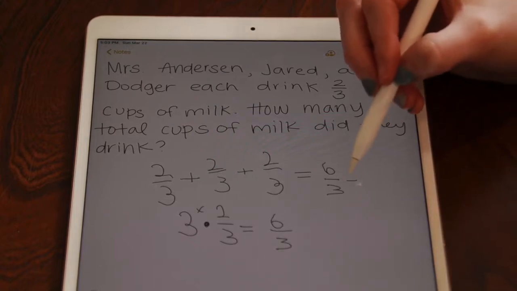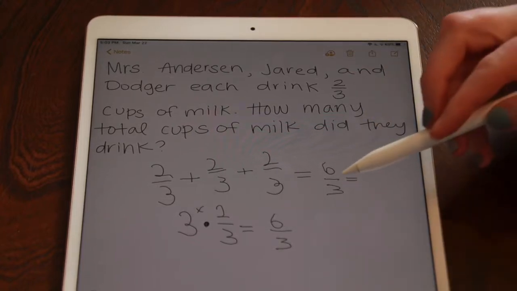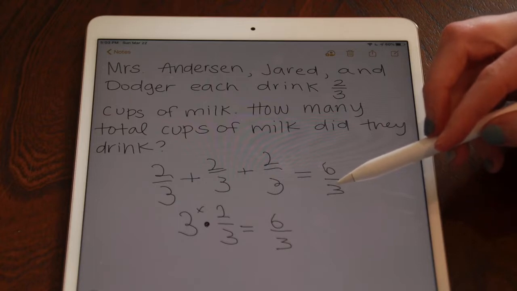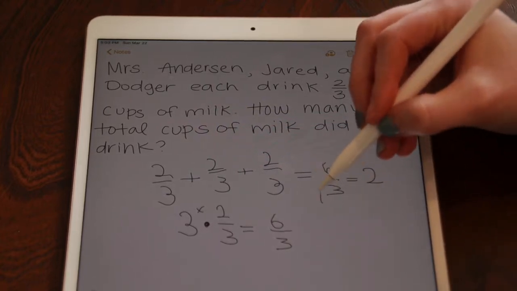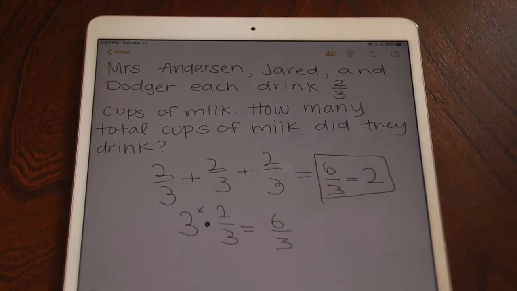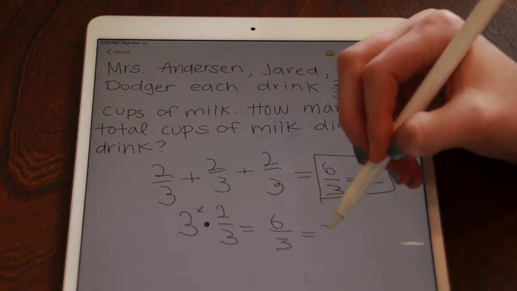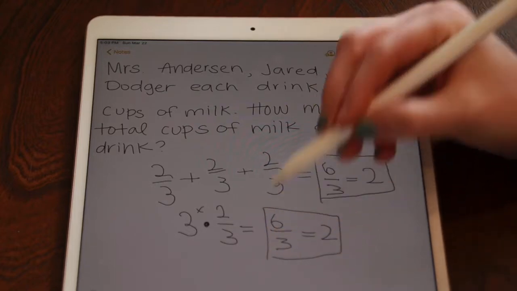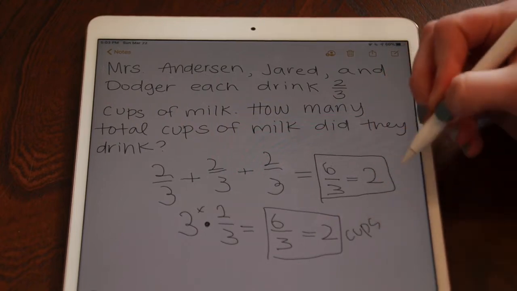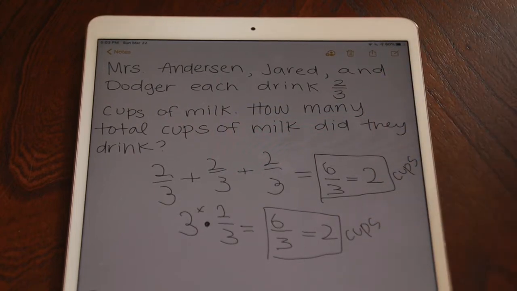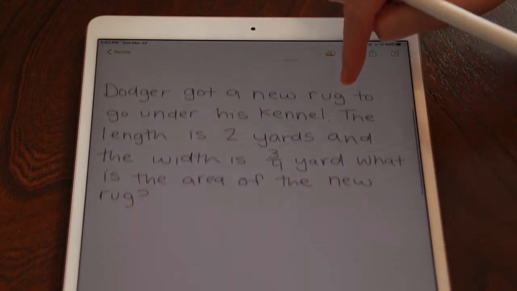But can I leave my answer as an improper fraction? No, I cannot, so I need to change it into a whole number. I ask myself, how many 3's can fit into 6? And I know it can fit in twice. It doesn't have a fraction with it, but that's okay. So your answer should be 6/3 or 2. And we always need our units, so I would put cups: 2 cups.